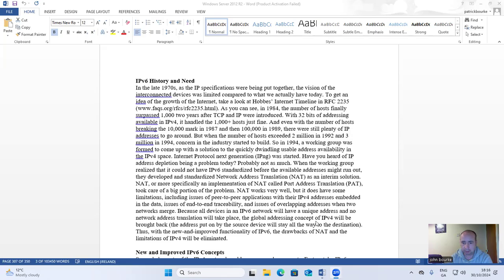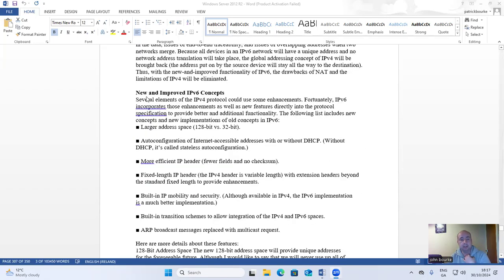The global addressing concept of IPv4 will be brought back. The address put on by the source device will stay all the way to the destination. Thus, with the new and improved functionality of IPv6, the drawbacks of NAT and the limitations of IPv4 will be eliminated. New and improved IPv6 concepts.